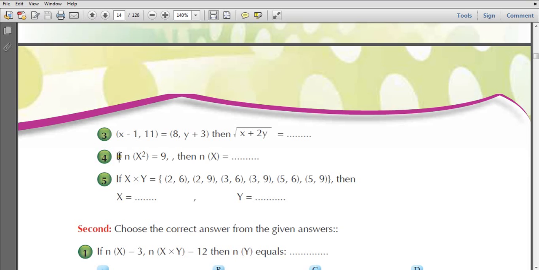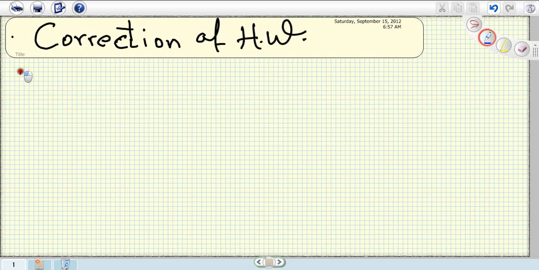Number 4 says if n(x²) equals 9, which means the number of ordered pairs in the Cartesian product of x and x equals 9. Then n(x), the number of elements in the set x, equals what? The number of ordered pairs in x² is 9, so the number of elements in x is the square root of the number of ordered pairs in x². So the answer here is that n(x) equals the square root of 9, which is 3 elements.